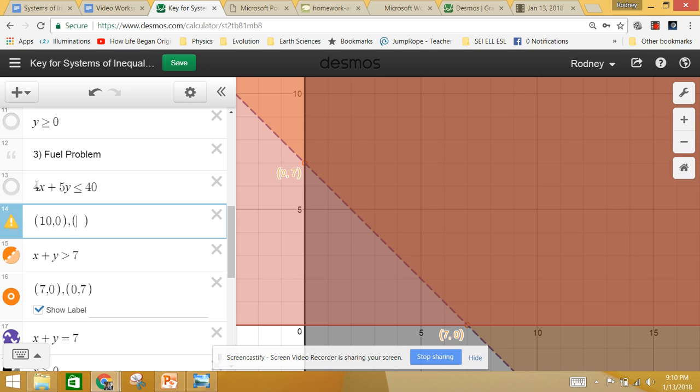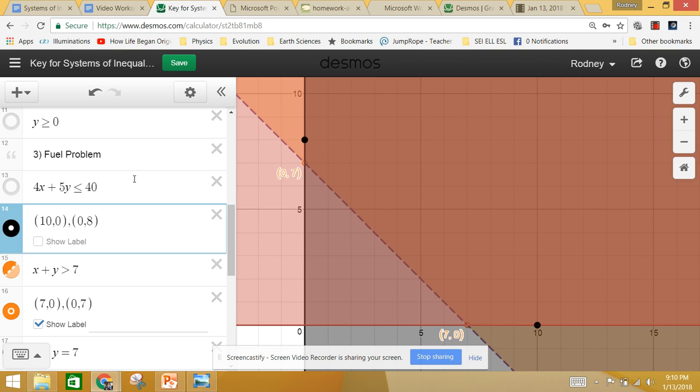And then I make x equal to 0, so I can get my y-intercept somewhere on the y-axis, where everywhere x is 0. 5y equals 40. I divide both sides by 5. I'm going to get 8. Y equals 8. So 0 comma 8. So there are my 2 points for that inequality. I'll go ahead and label them as well. And I'm going to draw a line through them.